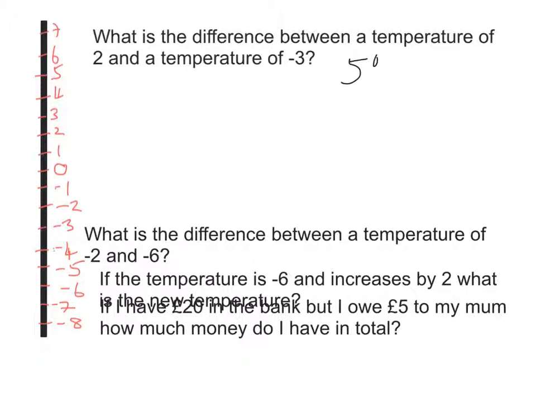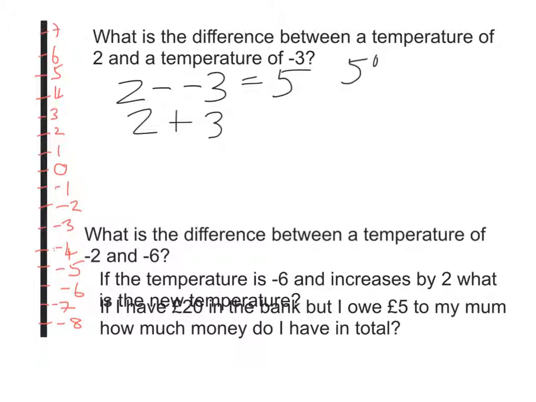But if we think about what the word difference actually means, the difference between two numbers is when you take them away from each other. So what I've actually just worked out is that 2 take away -3 is equal to 5. And I can see that that's obviously the same thing as doing 2 plus 3. So this tells me that taking away a negative number is actually the same thing as adding.